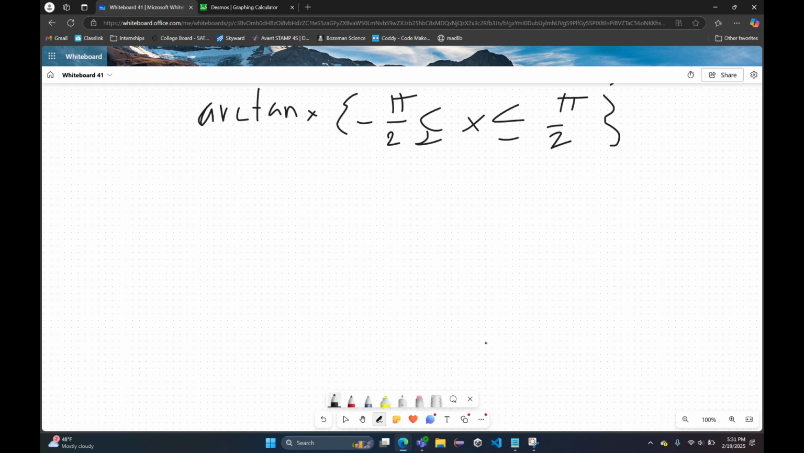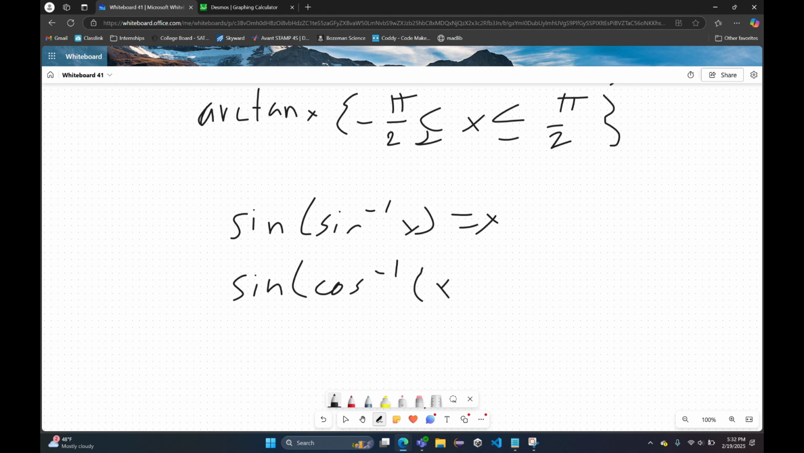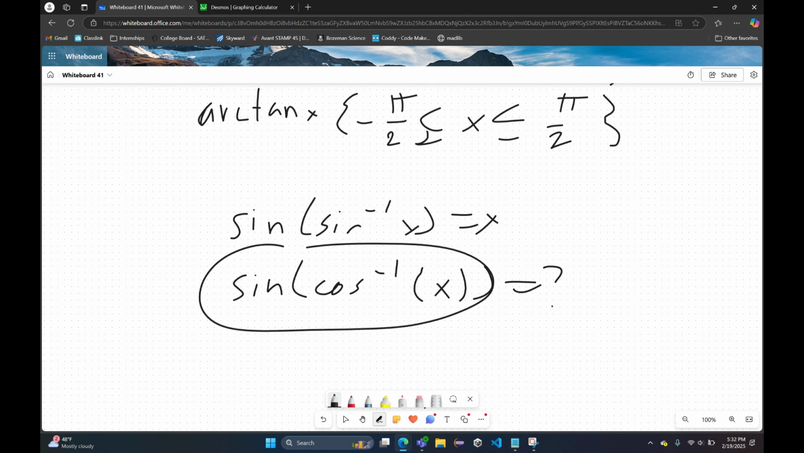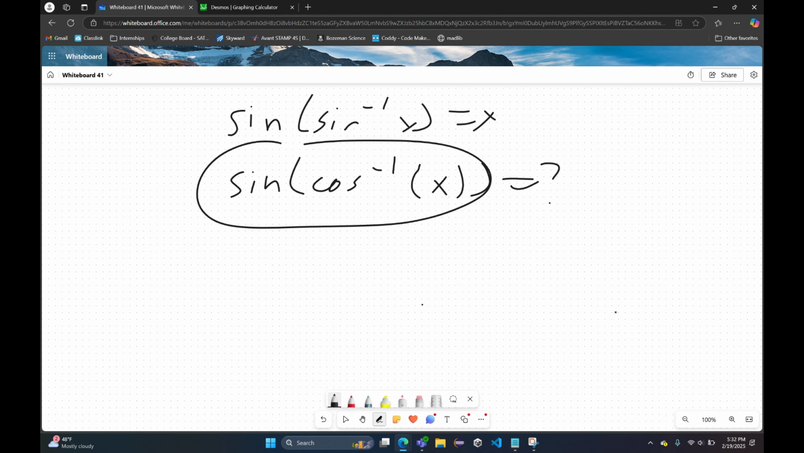That's cool. And we know how to solve something like sine of the sine inverse of x. This is just x. But what if we had a composition of functions? What if we had something like, trace this, sine of cos inverse of x? What would this be? Whenever you see a composition of functions like this, multiple functions stacked onto each other, I want you to go back to your right angle triangle. Draw that out.